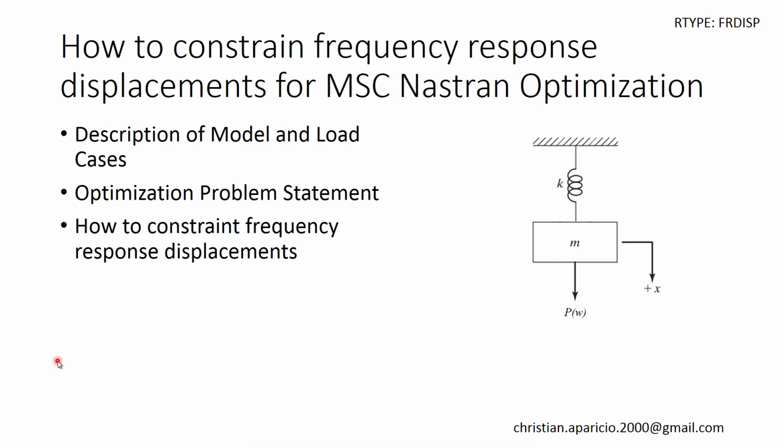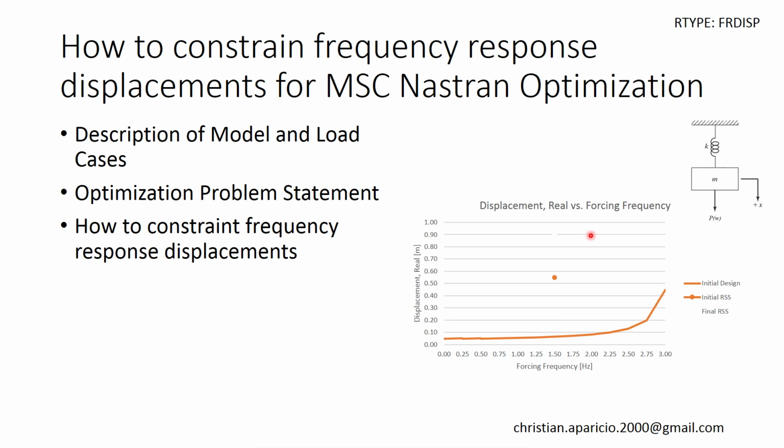In this video, we're doing MSC Nastran Optimization if we were performing a frequency response analysis. My goal in this video is to walk you through the process of imposing a design constraint on displacements for frequency response analysis. Our example for today is this very simple 1 degree of freedom system that we have here. It's a simple spring mass system we've seen in every physics and engineering textbook out there.